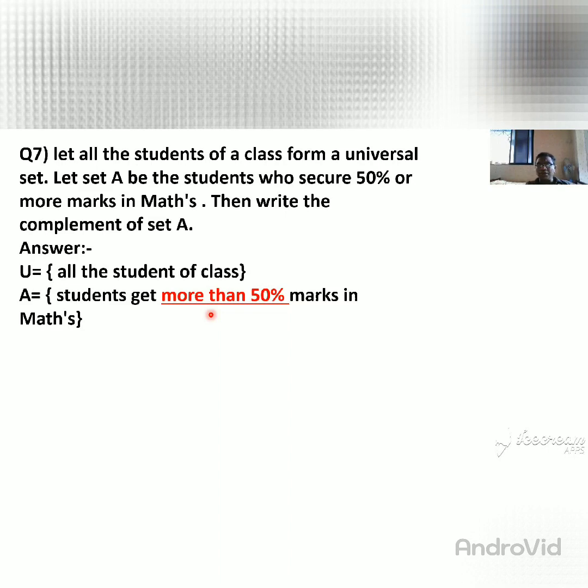So what is the opposite of more than? The opposite of more than is less than. So here you can write only less than 50. Then you get the complement of A. So see, here is the complement of A: the students who get less than 50% marks in maths. So it is the complementary set of A.